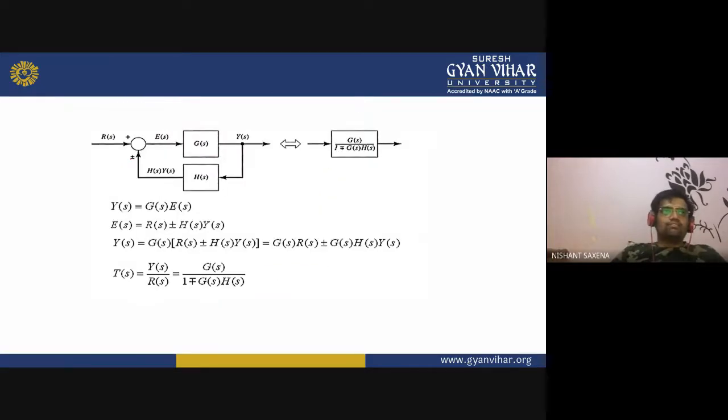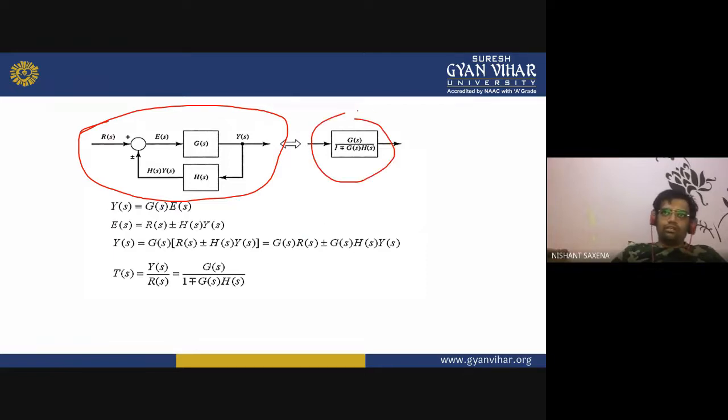Another thing is that if we are having one feedback path, a closed loop, then we can represent this complete block diagram as a single block representing the transfer function of this complete system. That will be equal to G(s) upon 1 minus plus G(s) into H(s). Now you look at this, I've told you this will be minus plus.